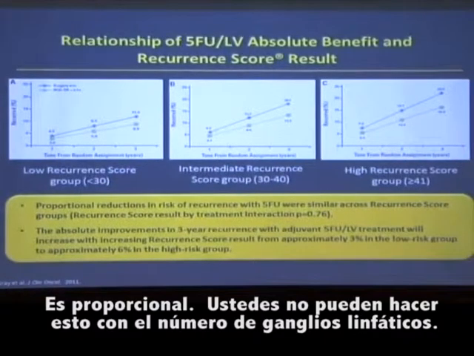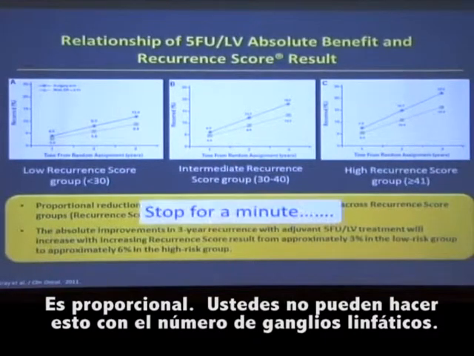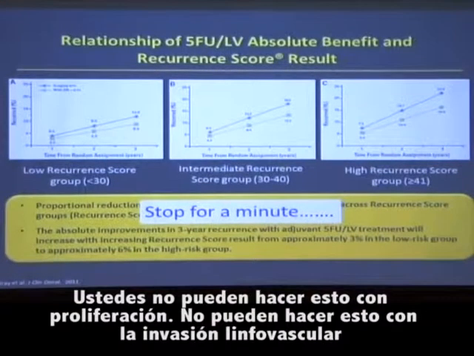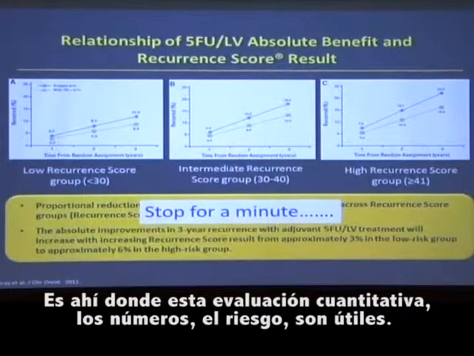It's proportional. You can't do this with the number of lymph nodes. You cannot do this with proliferation. You cannot do this with lymphovascular invasion, okay? That's where this quantitative assessment, the numbers, the risk, are helpful.